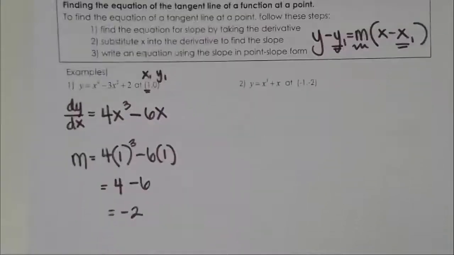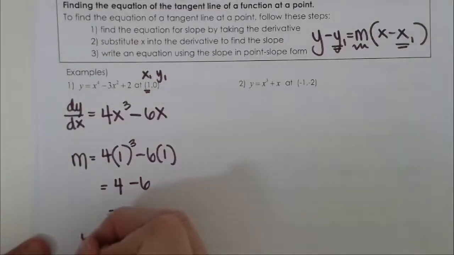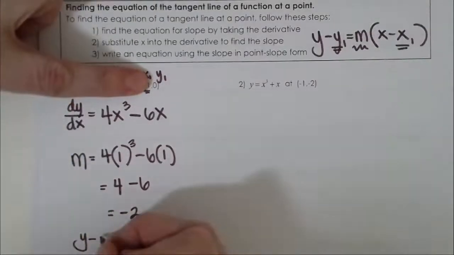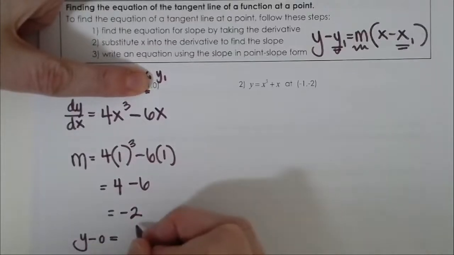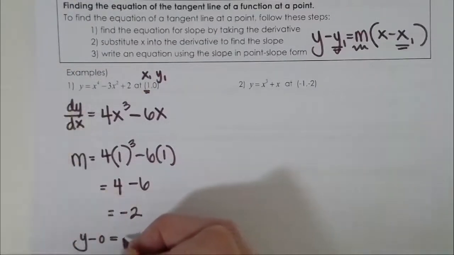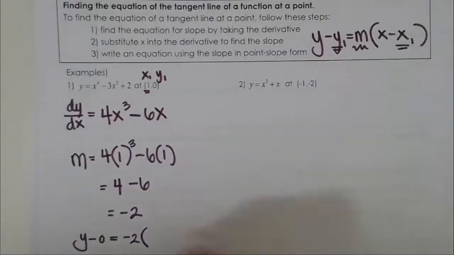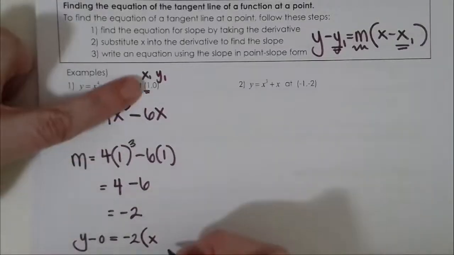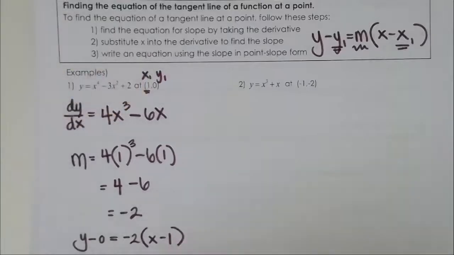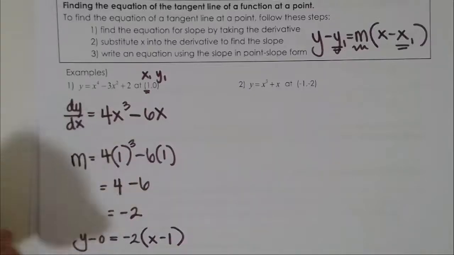Now that I have the slope and I have the point, I can simply write the equation. y minus y1, that's 0, equals m, that's what we just found, the slope, negative 2, and then x minus x1, that's 1. And you don't have to do any simplifying unless they say, okay, now put it in slope-intercept form. Then you would have to change some things around. But this one just says find the equation of the tangent line, so this is a perfectly good form for me.